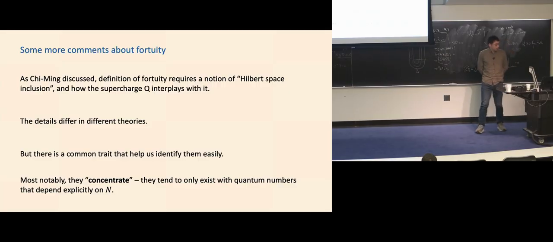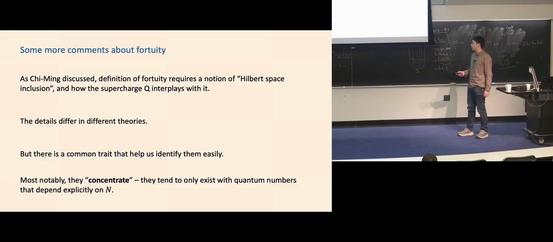As Yiming already discussed, the definition of Fortuity requires this notion of inclusion of Hilbert space from smaller N to large N, and looking at how the supercharge Q interplays with this inclusion. Since in different theories this notion of Hilbert space inclusion would in general be different, it seems you need to work hard in different theories to figure out what the notion of Fortuity is.